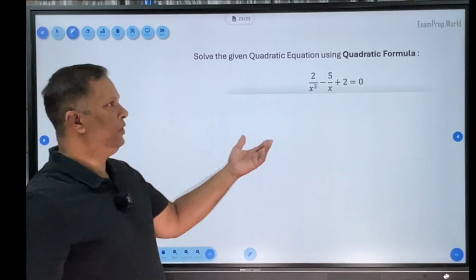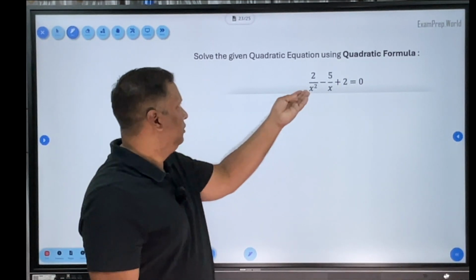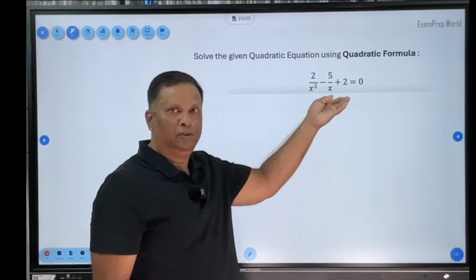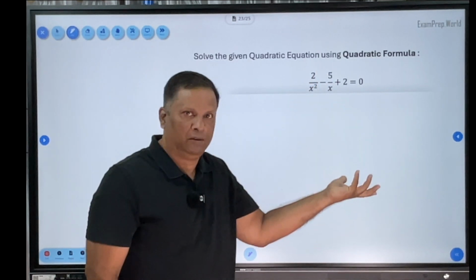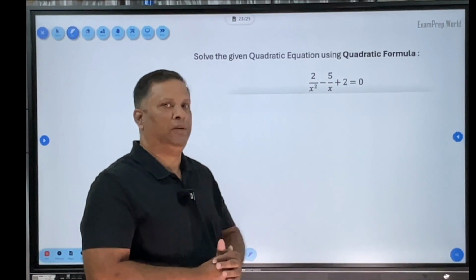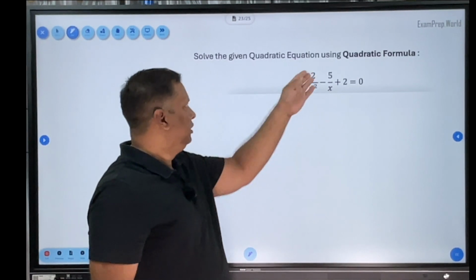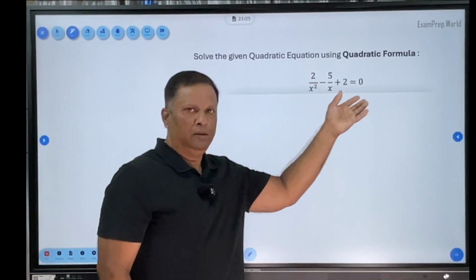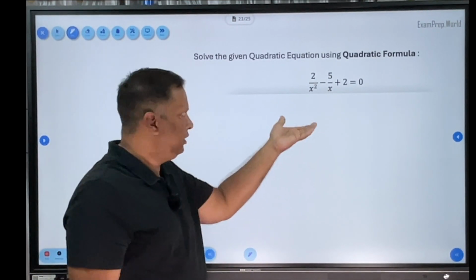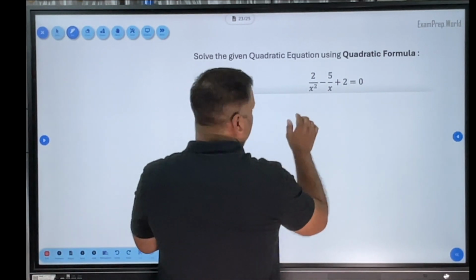Now we have a different kind of thing. So x square is in the denominator, x is also in the denominator. It doesn't look like a quadratic. Let us find out whether it is quadratic or not. We'll do a little algebra. This a by b minus c by d. Let's do the LCM and calculate the expression we are getting.